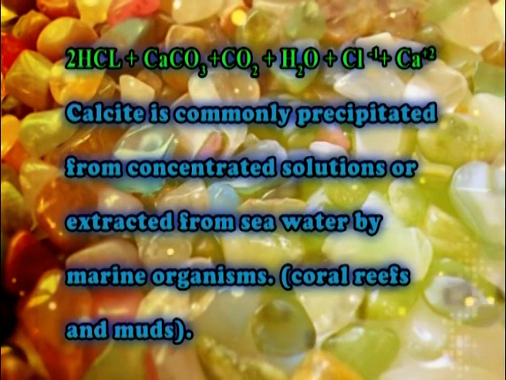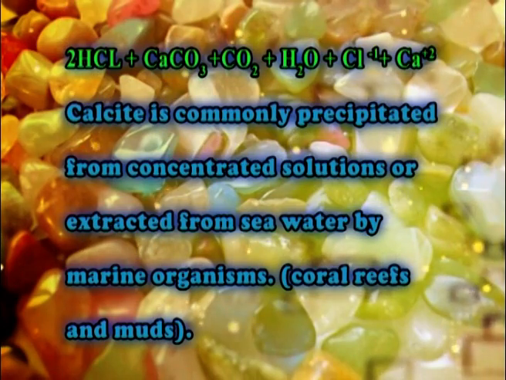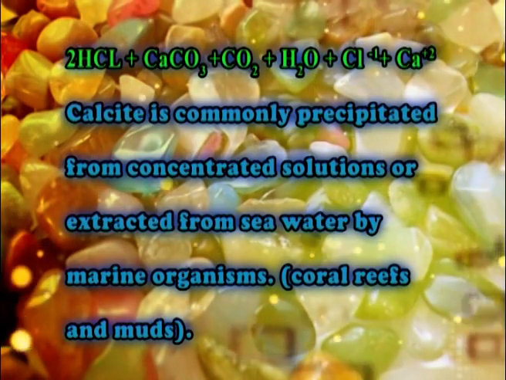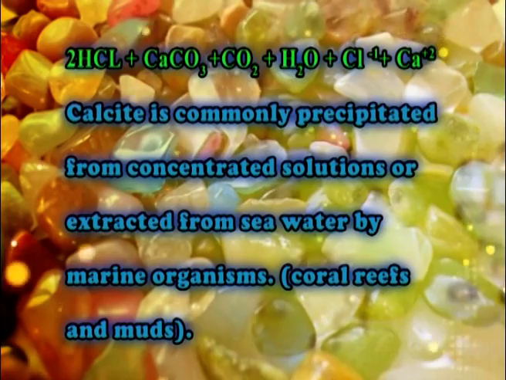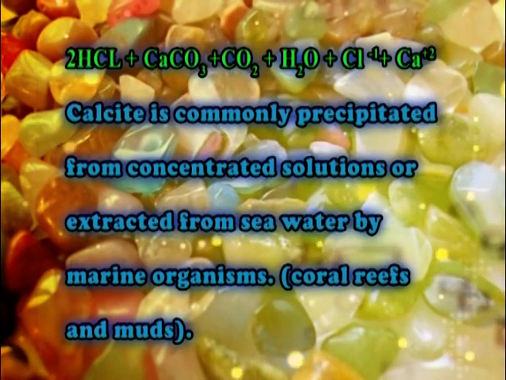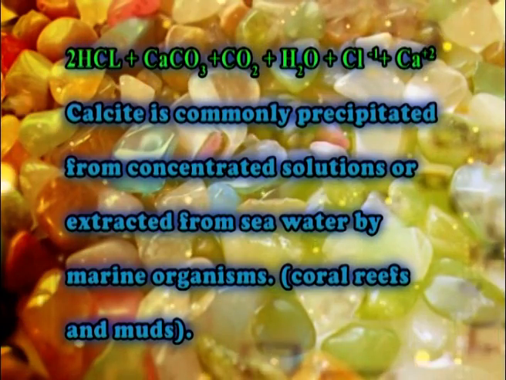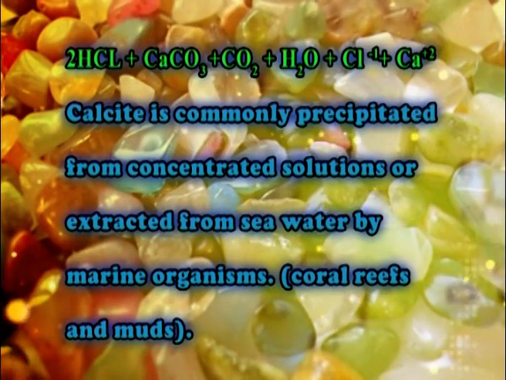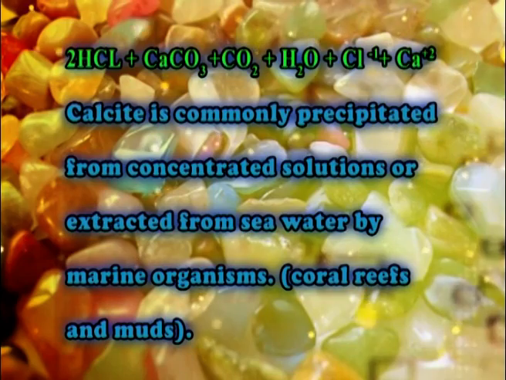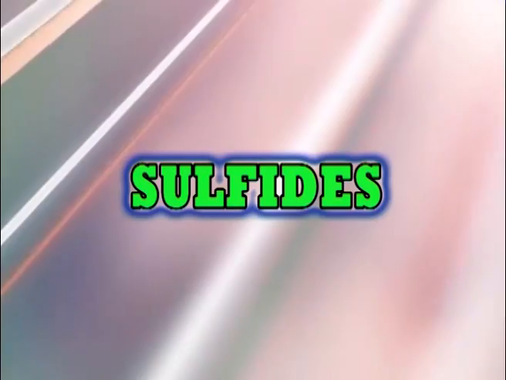When it reacts with hydrochloric acid, it liberates carbon dioxide, water, chlorine and calcium. Calcite is commonly precipitated from concentrated solutions or extracted from seawater by marine organisms, that is coral reefs and muds.